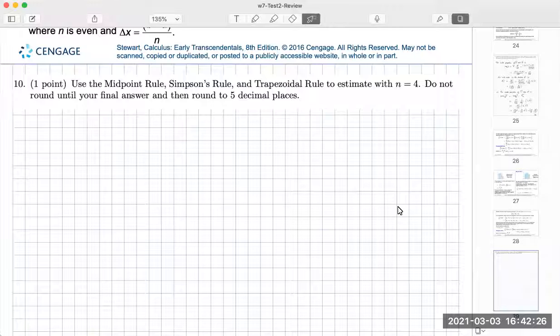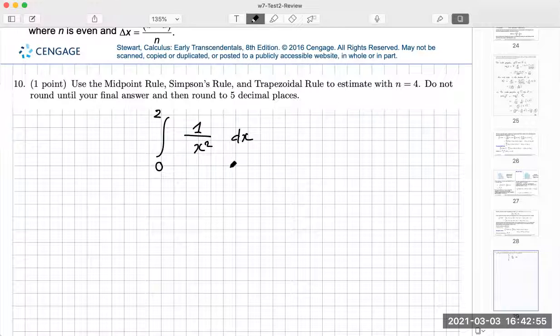Okay, we do approximation of integrals: midpoint rules, Simpson's rule, trapezoidal rules. Suppose we are computing the approximation of the integral from 0 to 2 of the function f(x) = 1 over x squared dx.